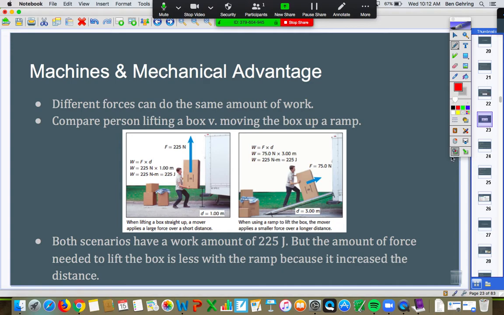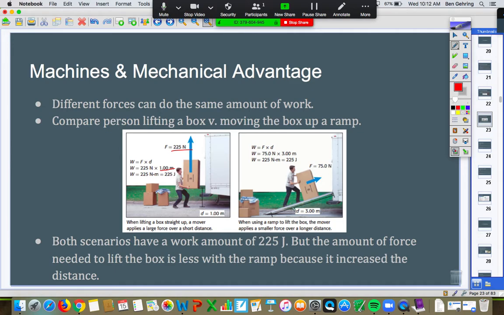Okay, so let's look at this. Different forces can do the same amount of work. Here's the diagram. This guy can lift a box that has a force of 225 newtons, and he can lift that box 1 meter. So he can do 225 joules of work by lifting this box 1 meter. So that can be done, absolutely.